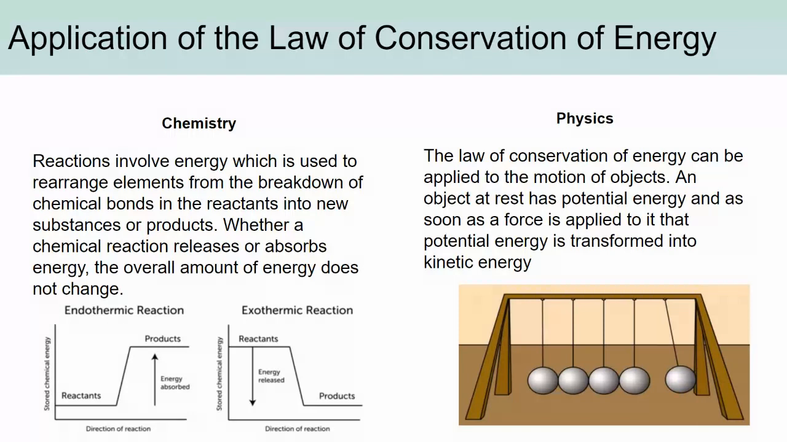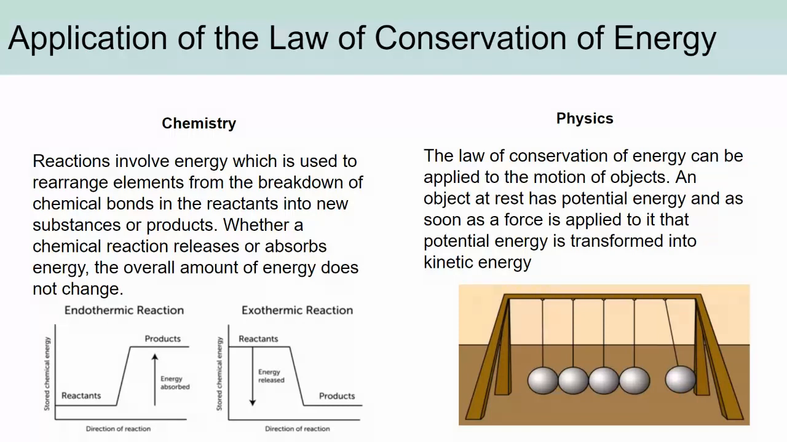So the first one is chemistry, and it's where we see what's happening in endothermic and exothermic reactions. Whether a chemical reaction releases or absorbs energy, the overall amount of energy does not change in that reaction. So that's where the law of conservation of energy is applied in chemical reactions. And that energy within that system allows the reactions to rearrange the elements from the breakdown of chemical bonds. So we're seeing new substances and products in our reactants and products reaction.